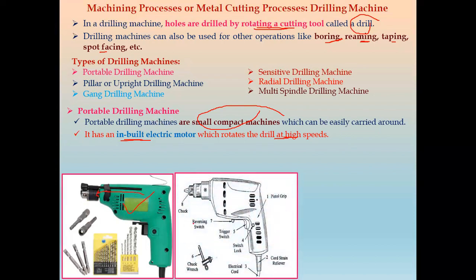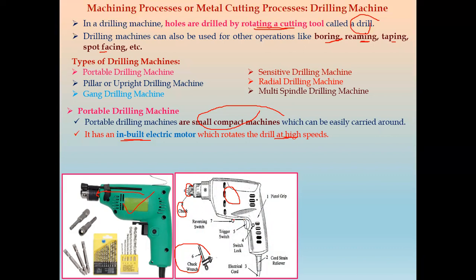So if you see, these are some parts of these portable drilling machines. We have a chuck arrangement, then we have an electric motor inside this. Then this is the chuck wrench, by which we can fix the drill bit inside this chuck. So it is called a chuck wrench. So we can adjust different types of drill bits of different diameters.